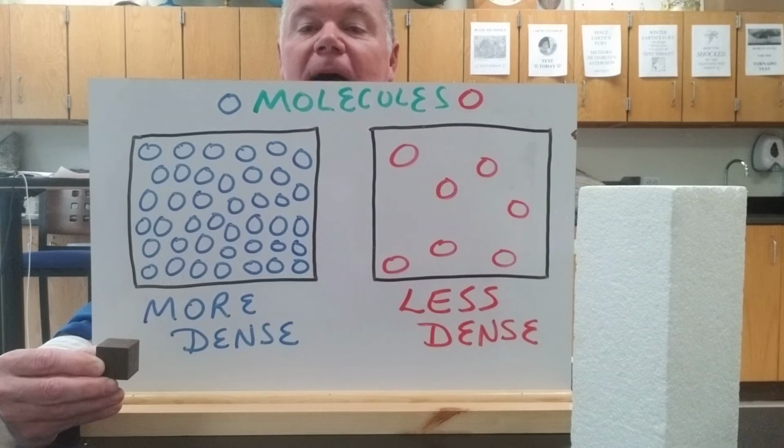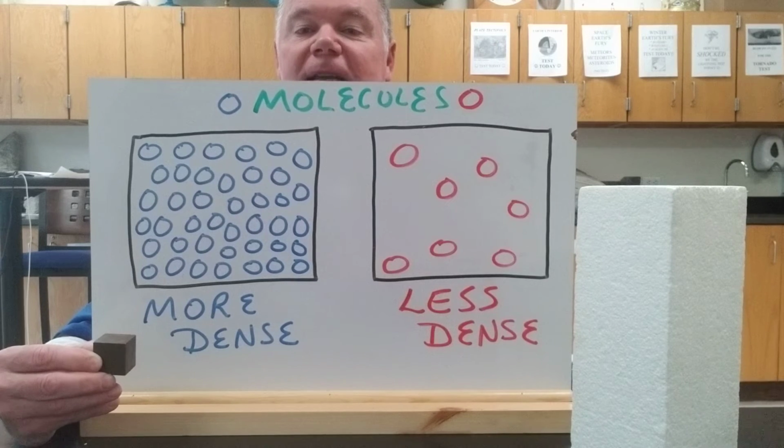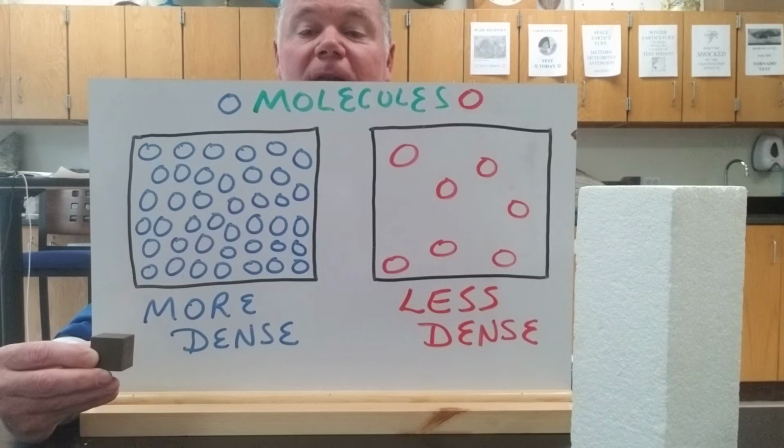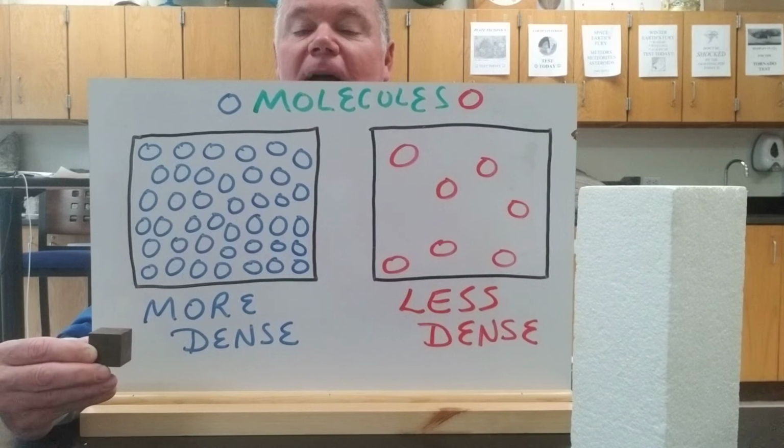Once again, please stop the video, pause it, copy this into your notebook. It's not necessary to count the exact number of molecules. Just please clearly show that one is more dense and one is less dense. By the way, this is a great time to have different colored markers to make cool molecule diagrams like this one. When you're done copying this over, start the video again.